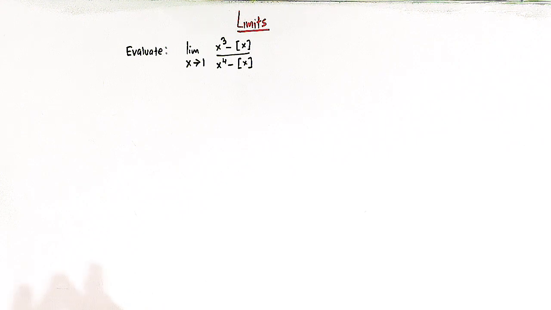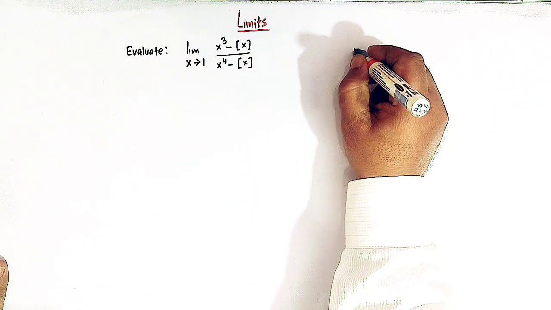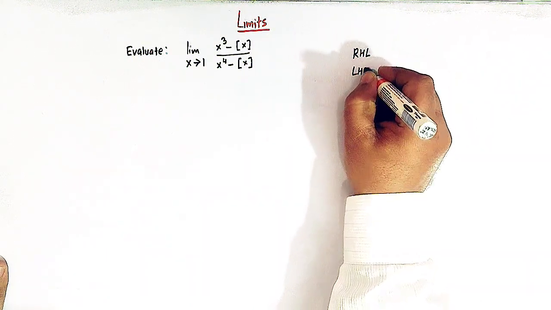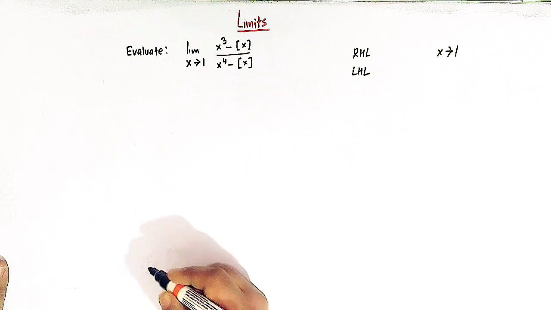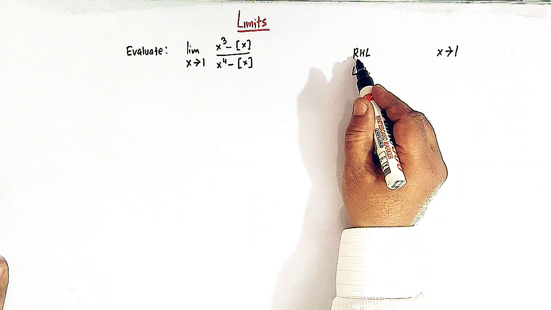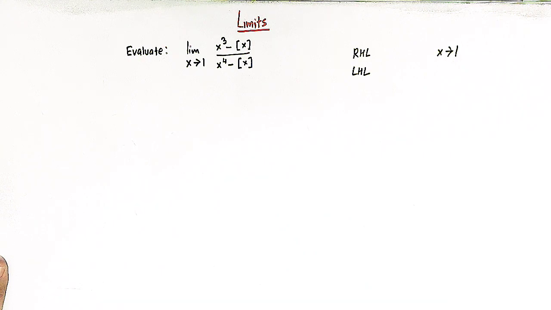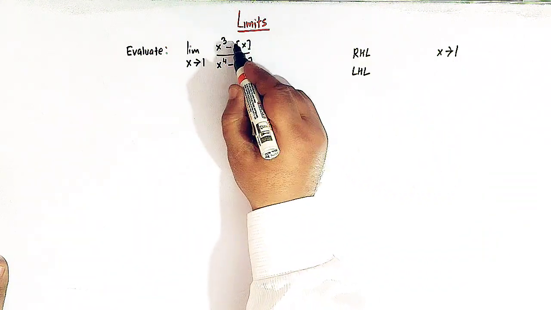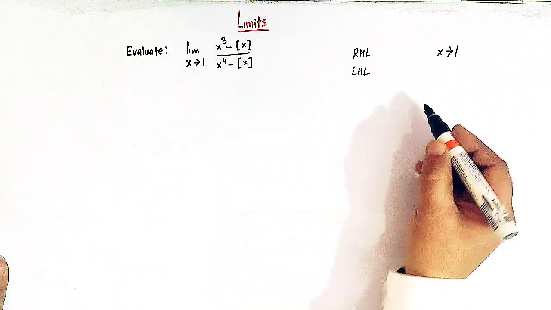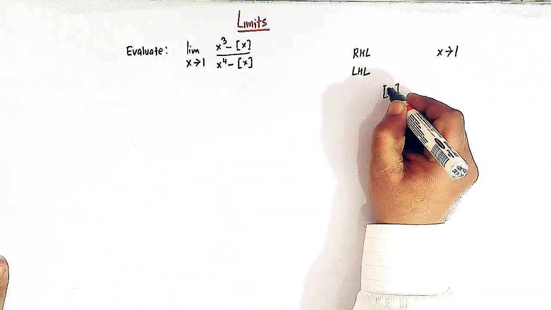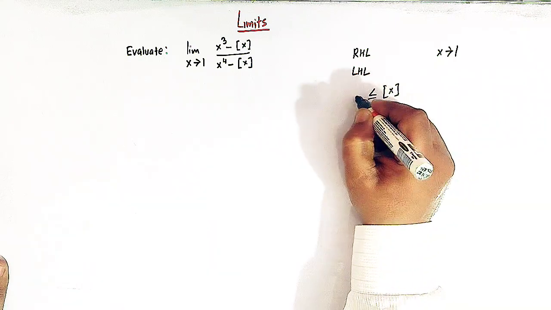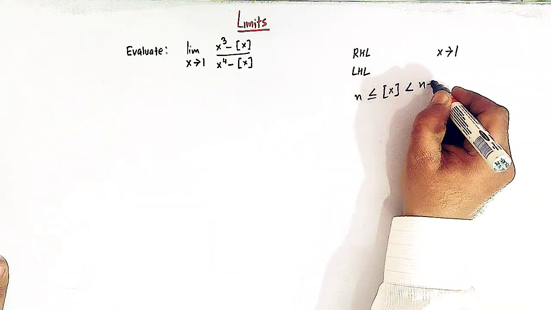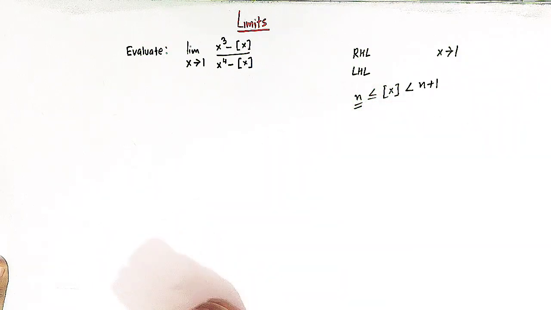So for the existence of limits, we'll find out the right hand limit and the left hand limit of this function when x tends to 1. First we'll find out the right hand limit and then the left hand limit. Before finding the limits, let us quickly revisit the greatest integer of x function. Greatest integer of x is defined as: greatest integer of x is greater than or equal to n and less than n plus 1, where n is some integer.